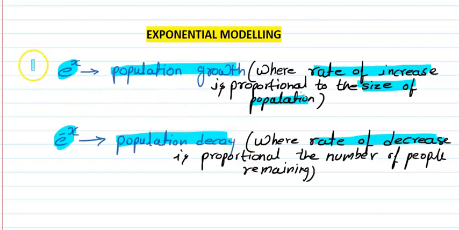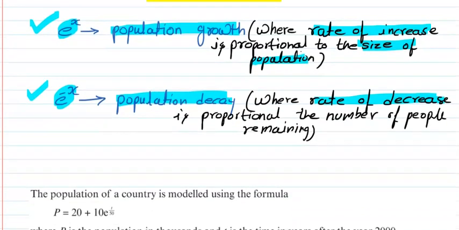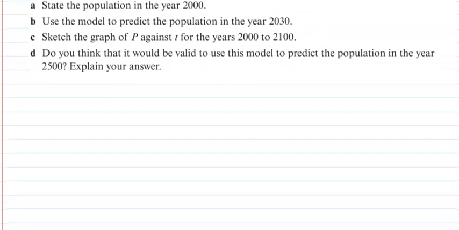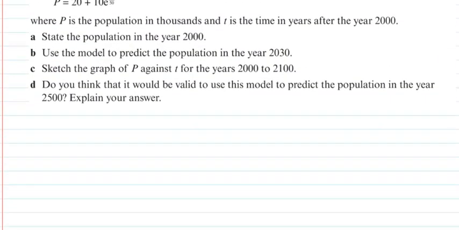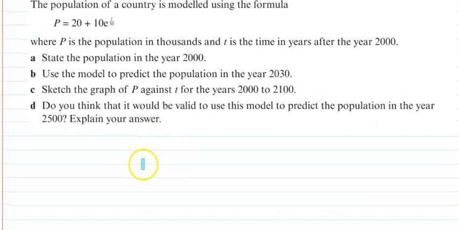Now the question will be based on either positive growth or negative growth. So let's see the question straight away. The population of a country is modeled using the formula P equals 20 plus 10 e to the power t over 30, where P is the population in thousands and t is the time in years after the year 2000.